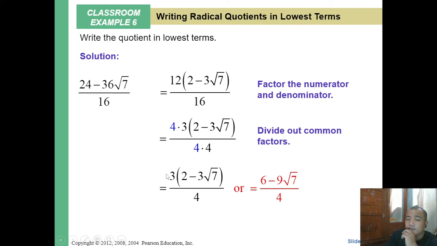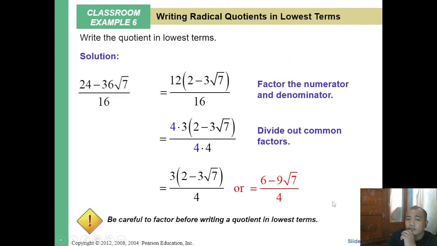Or by the distributive property, 6 minus 9 square root of 7 over 4. So be careful to factor before writing a quotient in lowest terms.